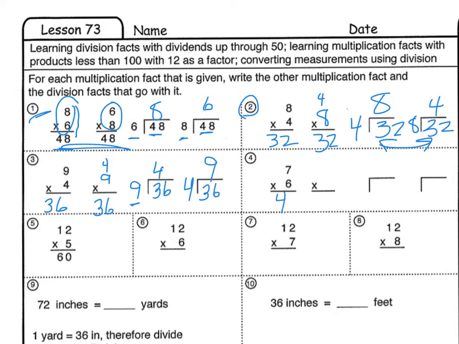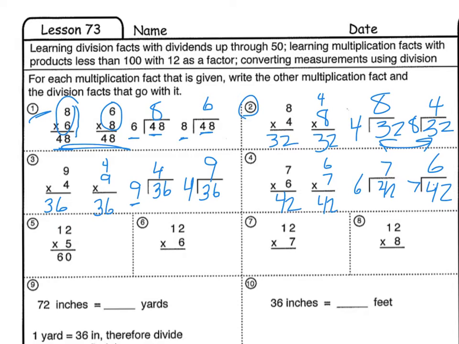7 times 6 is 42. 6 times 7 is 42. 42, oops, that's kind of ugly, divided by 6 is 7, or divided by 7 is 6. And then 42 divided by the other number besides 6 or 7 goes in there.